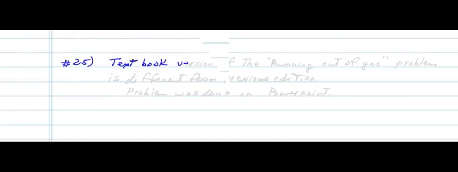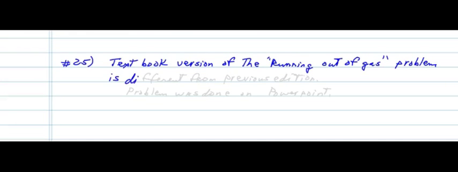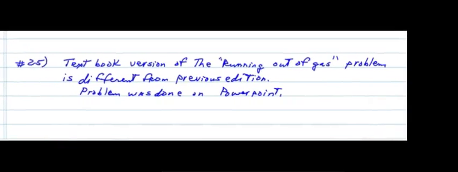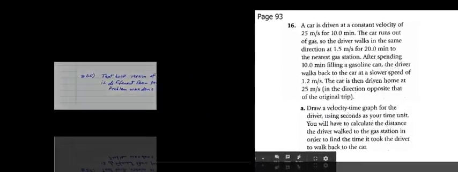Problem number 25 is what I call the running out of gas problem. Now, the version of this problem in the current edition of the textbook is different from that in the previous edition. The following PowerPoint presentation was created using the version in the previous edition. This is the running out of gas problem, which is problem number 25 in the current version of the textbook, but was problem number 16 in a previous version, and that is the version on which this PowerPoint was based.